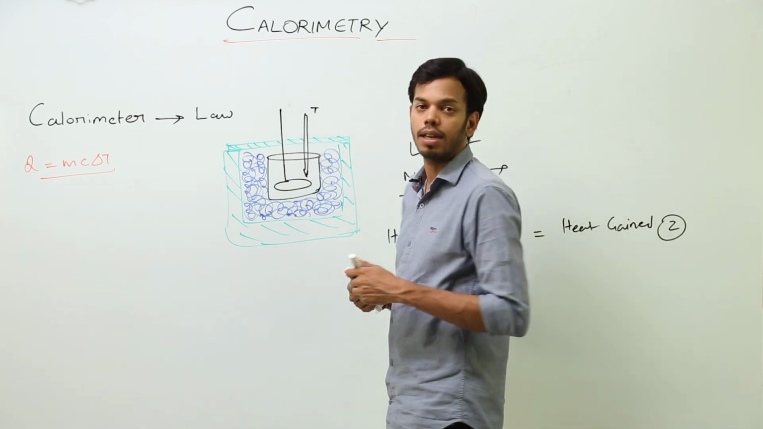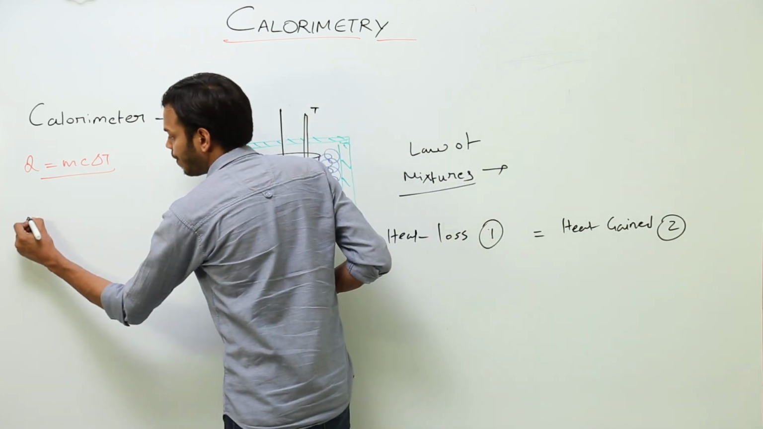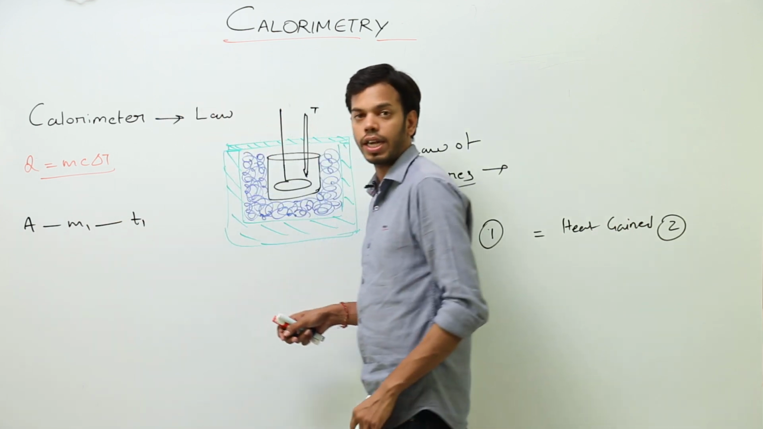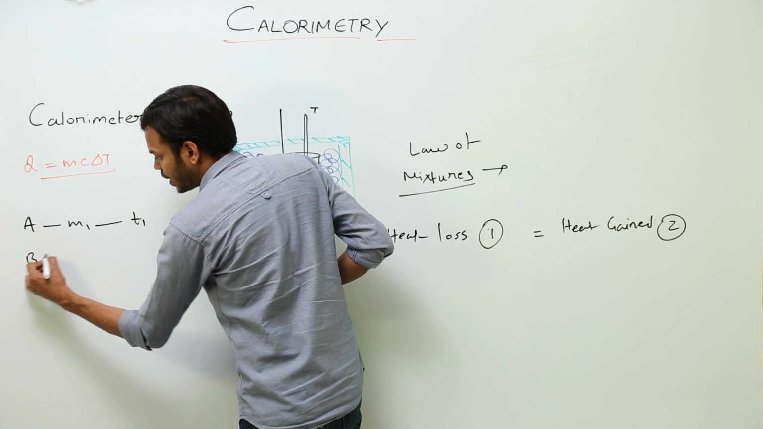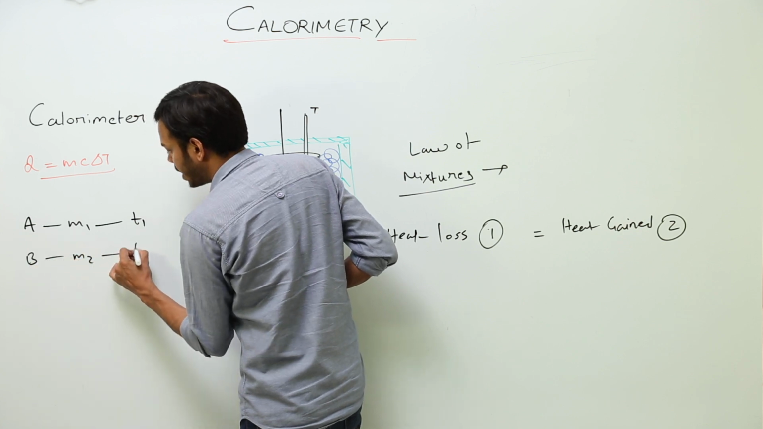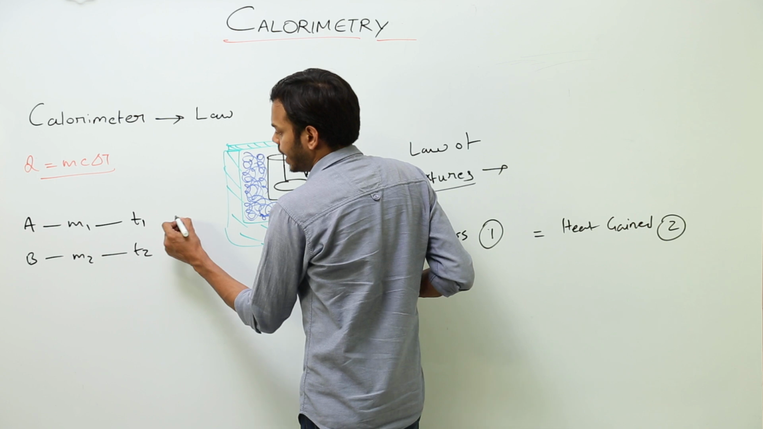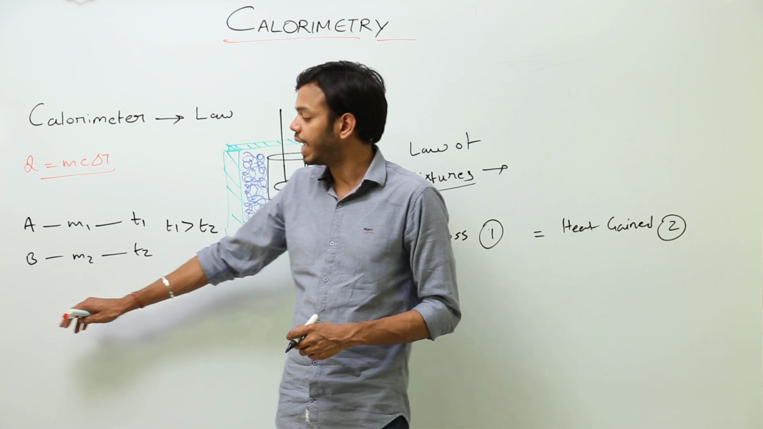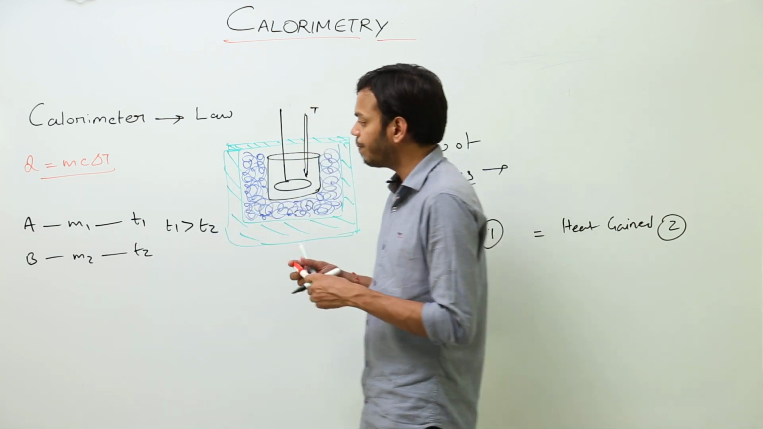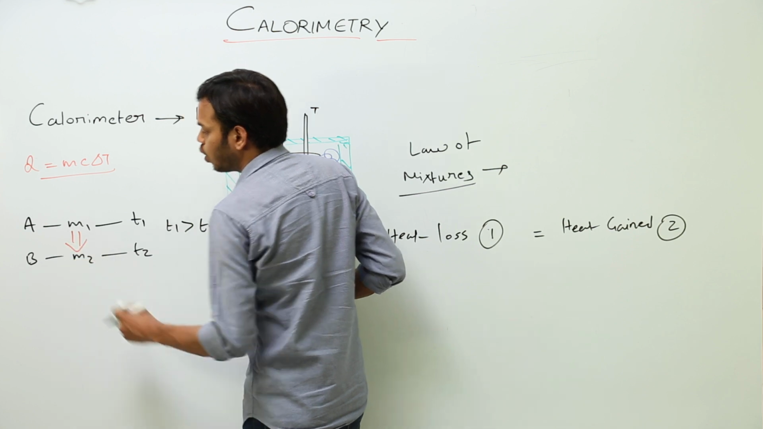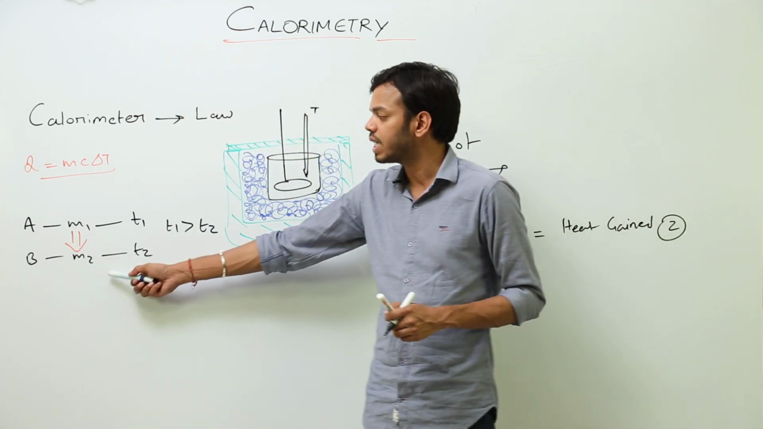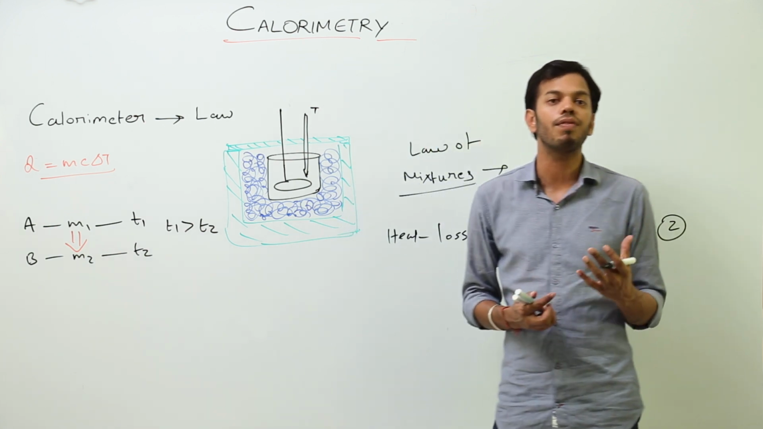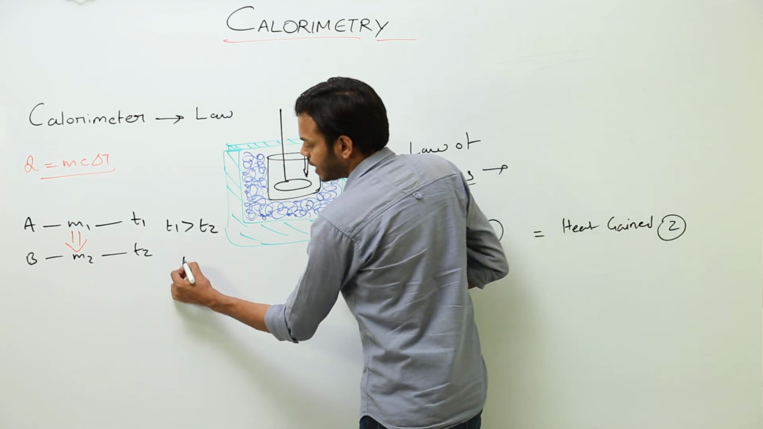To understand it better, consider we have a substance A of mass M1 at temperature T1, okay. Now we have another substance B of mass M2 and temperature T2. Considering that T1 is greater than T2, this is the heated body and this is the colder body, and heat is going to transfer from the body at higher temperature to the body at lower temperature. So heat gained will be by B and heat lost will be by A. After mixing A and B, let us say the common final temperature attained is T.